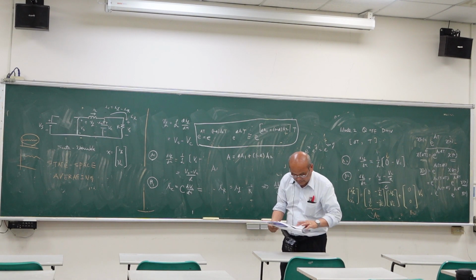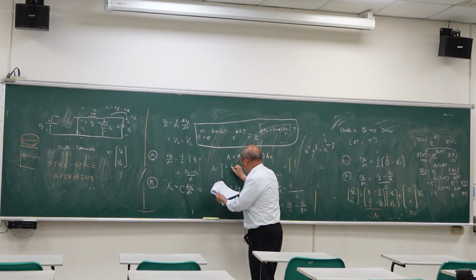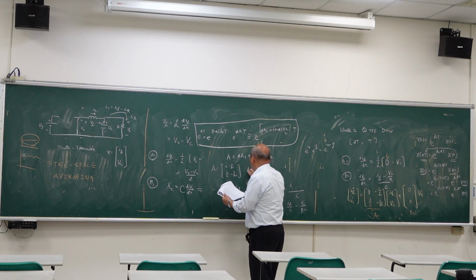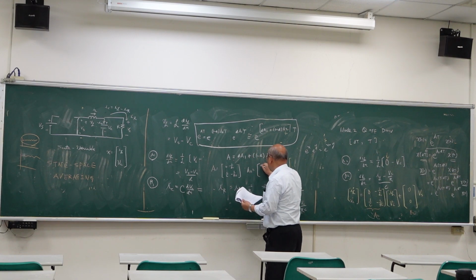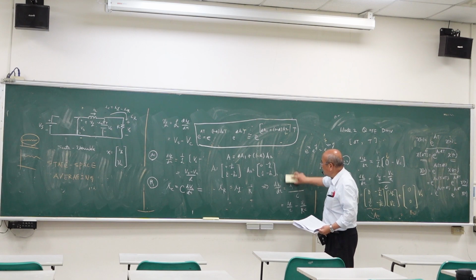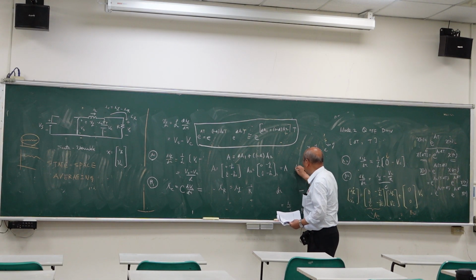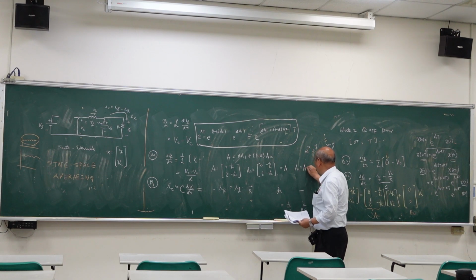So I try to review again. A1 is 0 minus LC minus RC. What is A2? A2 is also 0 minus LC1 minus RC. So do you think A1 equal to A2? Yes. So A1 is equal to A2 is equal to A.